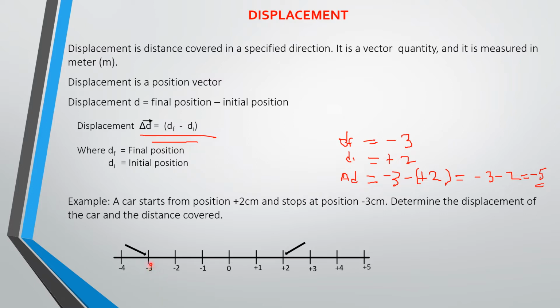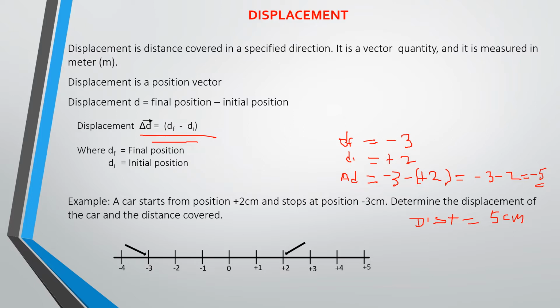If you look at the space here, you see that each of these lines are separated by 1 unit distance. So you count it: 1, 2, 3, 4, 5. So that gives you 5 centimeters. So the total distance covered, in this instance, there's no direction, so distance is equal to 5 centimeters.